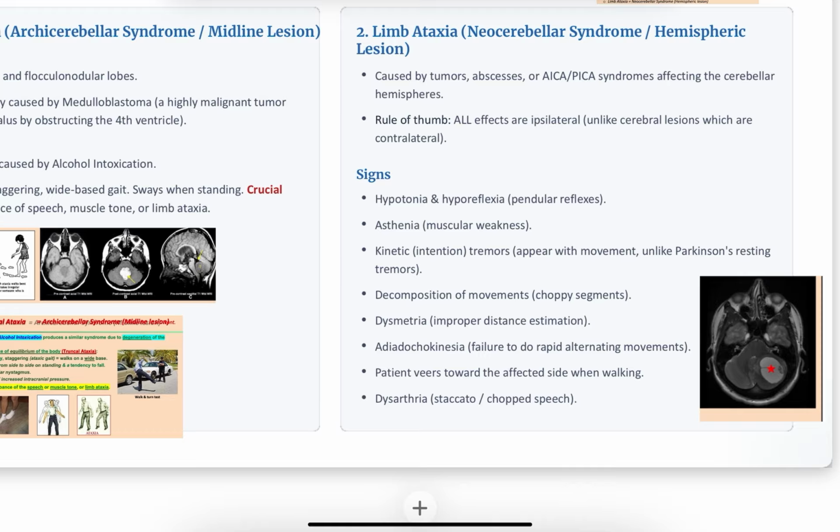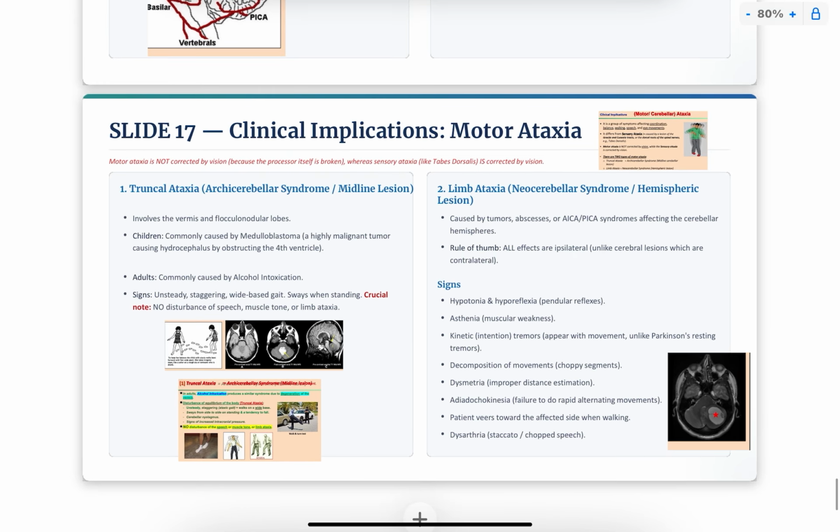And when walking, the patient will go towards the affected side. Okay, so they will go towards the affected side when they're walking. And finally, there can be dysarthria, which is basically not smooth speech, like staccato or chopped speech. So if we need to remember the overall picture, we need to think of the midline cerebellar lesion as being truncal ataxia, whereas the cerebellar hemisphere lesion is limb ataxia with ipsilateral signs. And the key clinical concept is that cerebellar damage will produce incoordination, but not paralysis. And the motor ataxia is not corrected by vision.